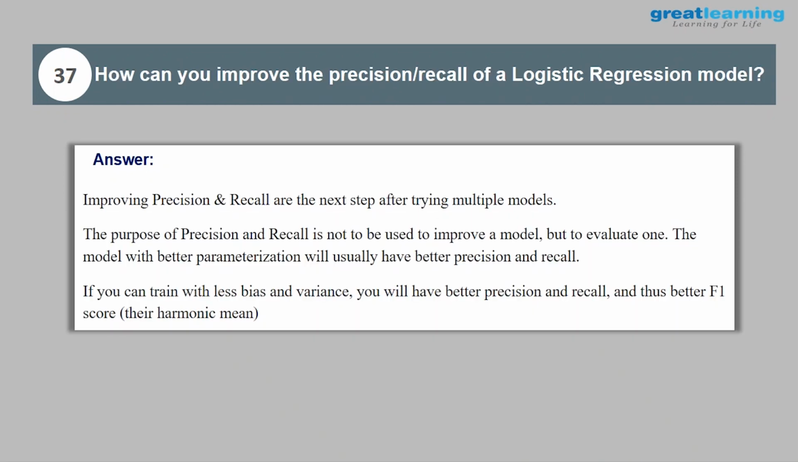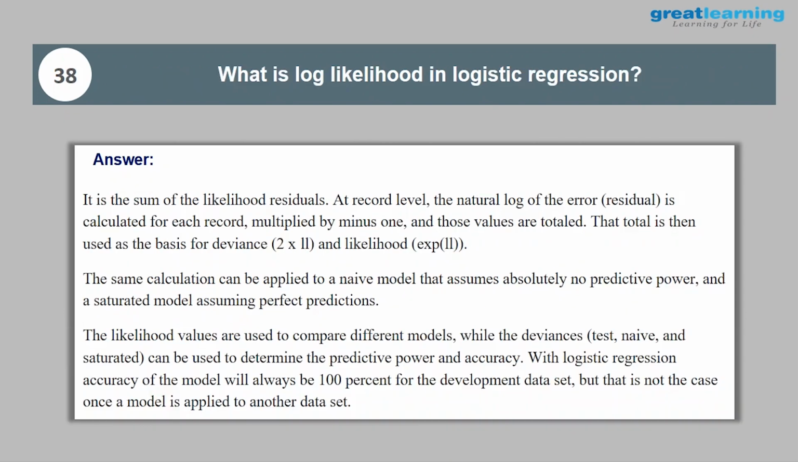Now let's have a look at how you can improve the precision and recall of a logistic regression model. Improving precision and recall is the next step after trying multiple models. The purpose of precision and recall is not to improve a model, but to evaluate one. The model with better parameterization will usually have better precision and recall. If you can train with less bias and variance, you will have better precision and recall and thus a better F1 score, their harmonic mean.